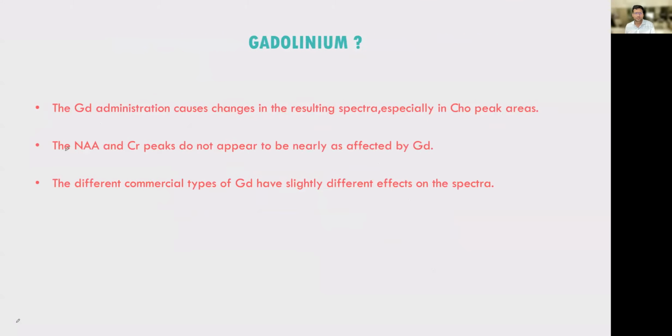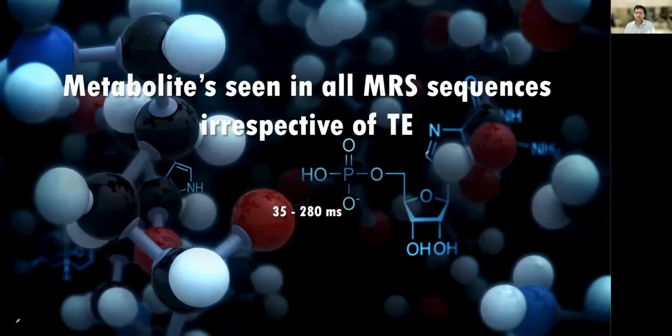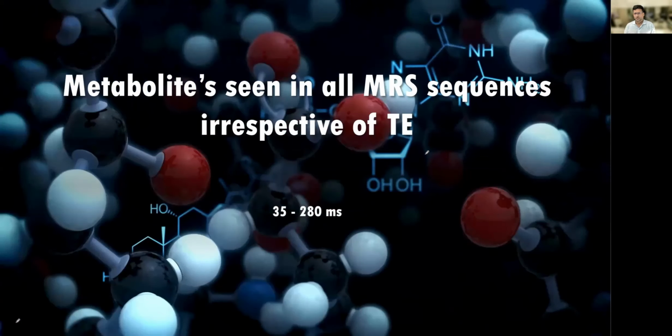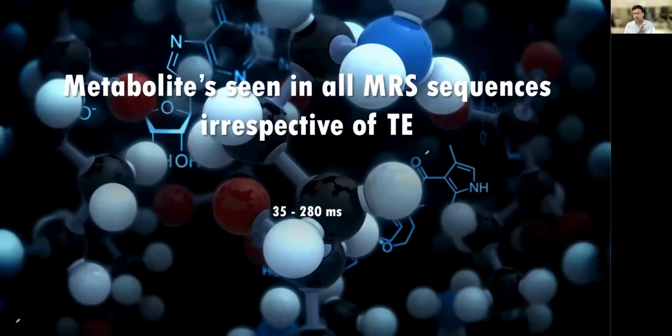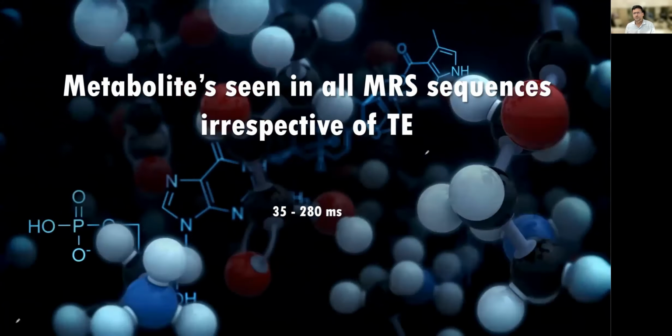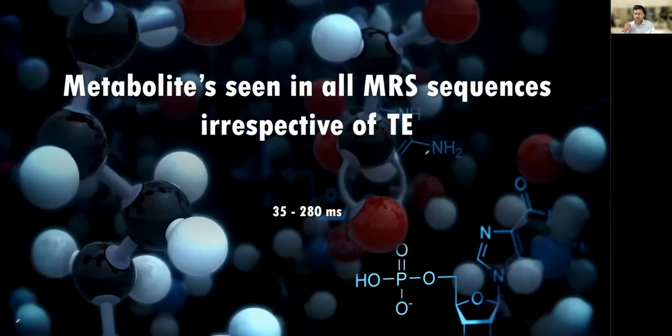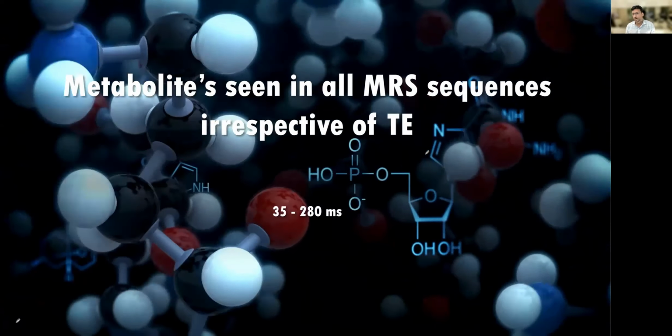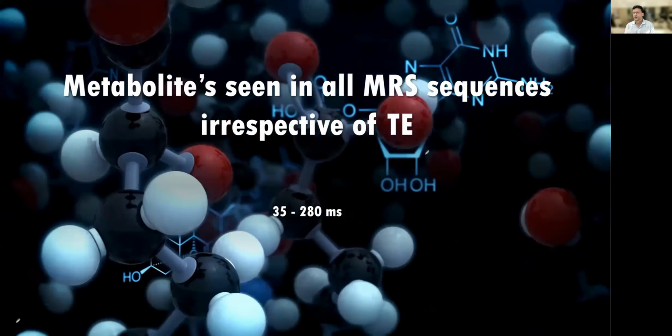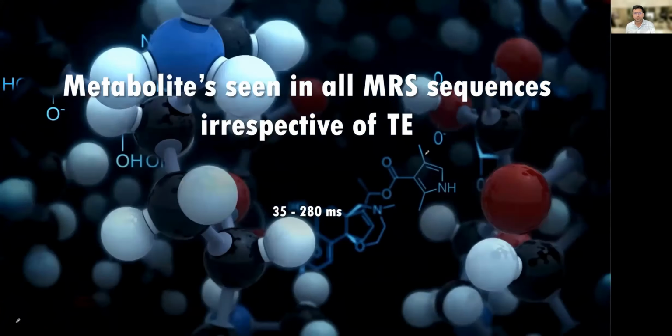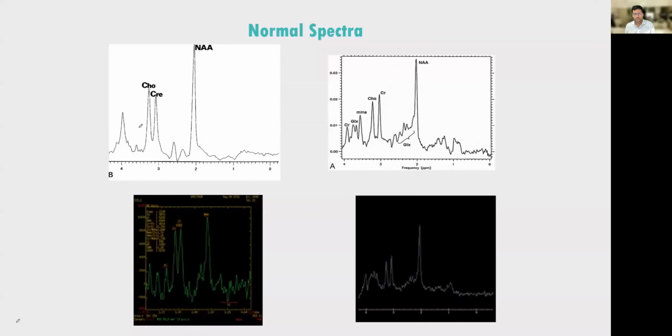Okay. So again, the controversy of gadolinium I already said, and some peaks will be elevated. You can use gadolinium. The first part, what will you see? Irrespective of whatever TE you use, there will be some metabolites which are seen in all TE, from short to long or intermediate. You'll see these peaks. Number one, this is the normal spectra. As I said, this is the choline, this is the creatine, and this is the NAA.